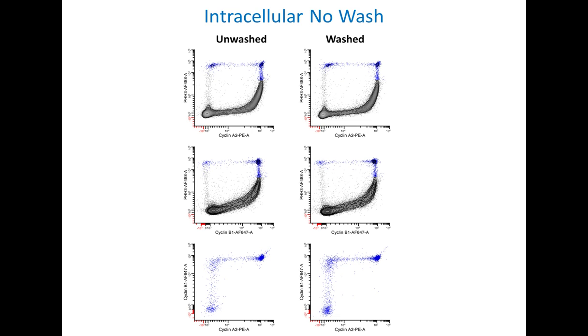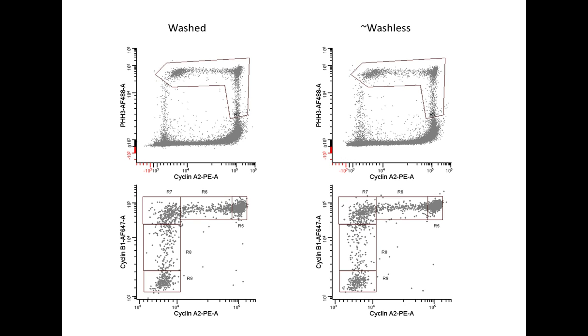Here are the data comparing the two assays. They are visually equivalent. The top row compares phosphohistone H3 versus cyclin A2. The middle row compares phosphohistone H3 versus cyclin B1, and the bottom row compares cyclin B1 versus cyclin A2 for mitotic cells. We quantified 5 mitotic states as these are the rarest events. The regions are shown in the bottom row.